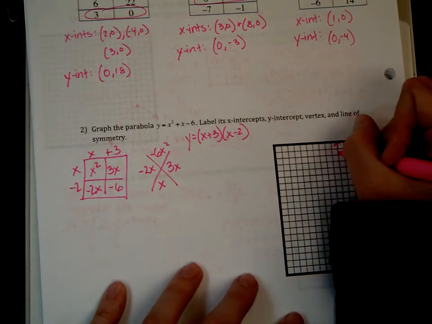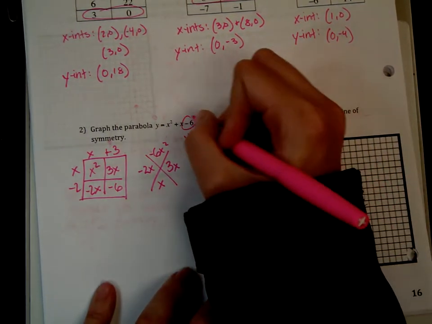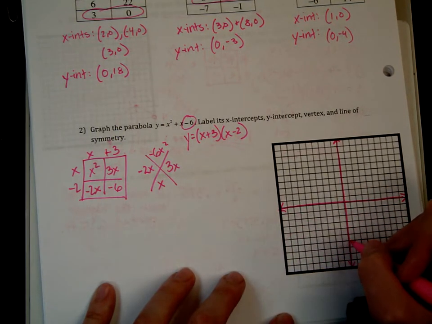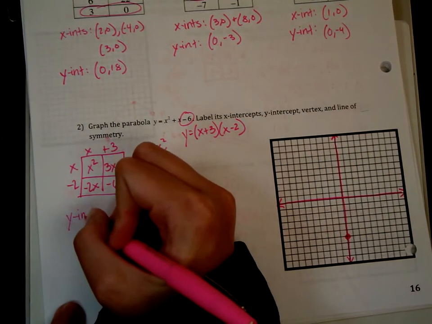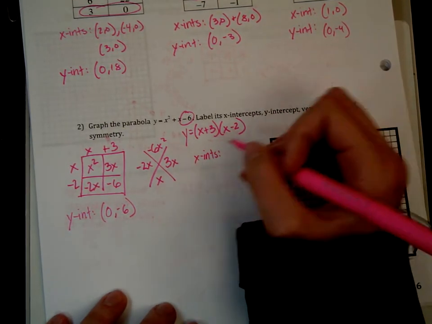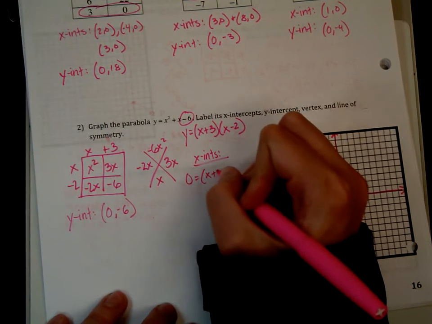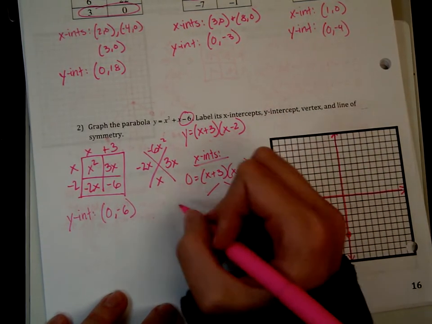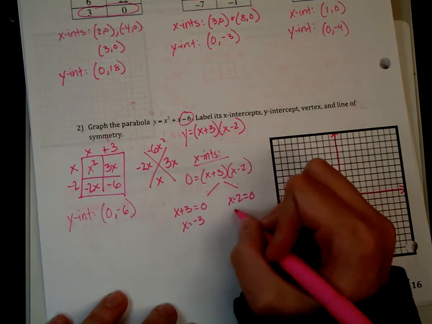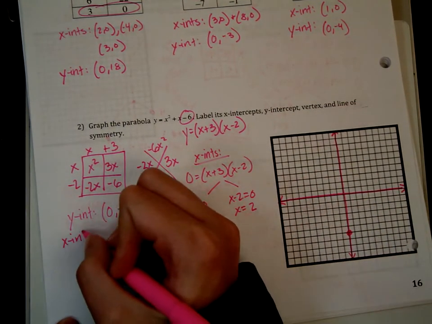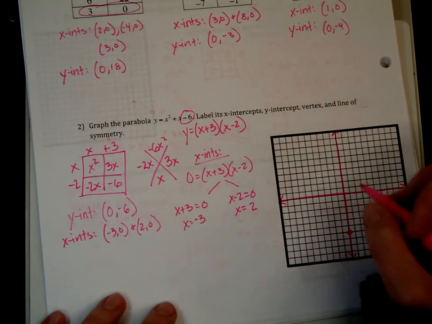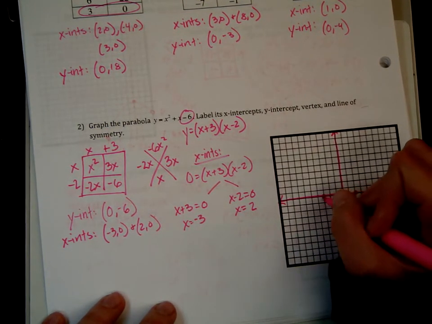I already know that my y-intercept is going to be at negative 6 because of the standard form. 1, 2, 3, 4, 5, 6. So I know that the y-intercept is (0, -6). I know I can find my x-intercepts by plugging in 0 for y, and then using the zero product property. So I get x equals negative 3 and x equals 2. So that's 2 and negative 1, 2, 3.